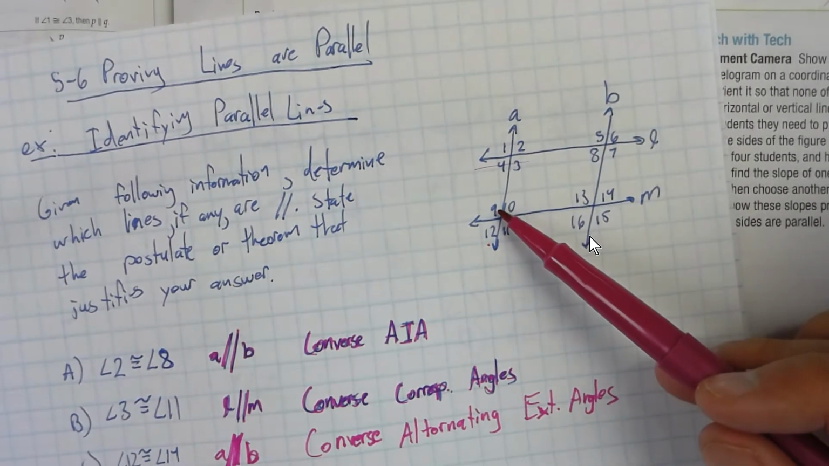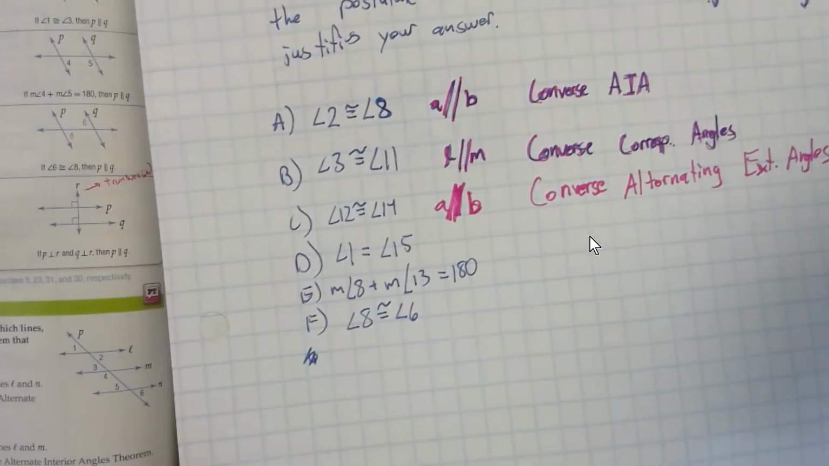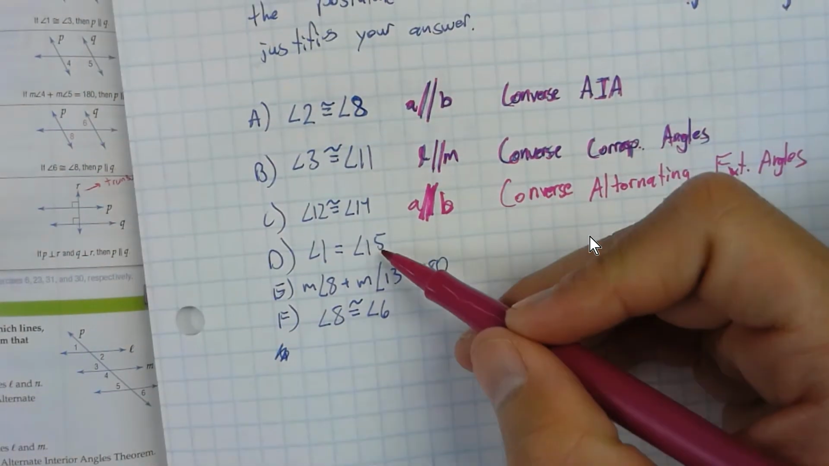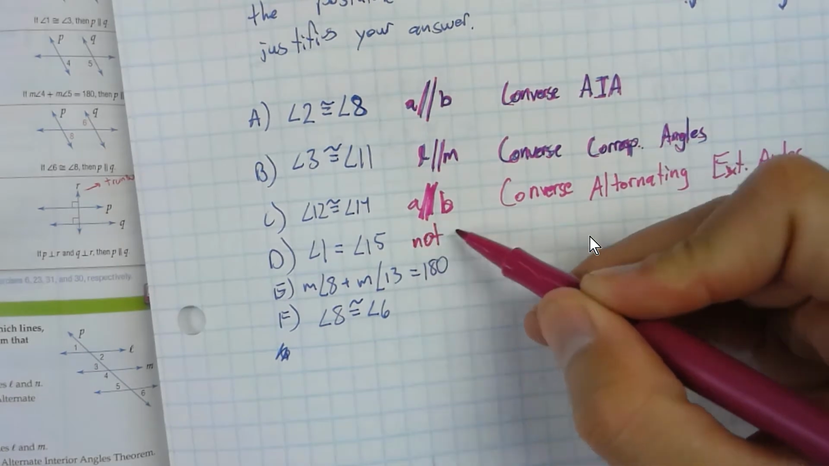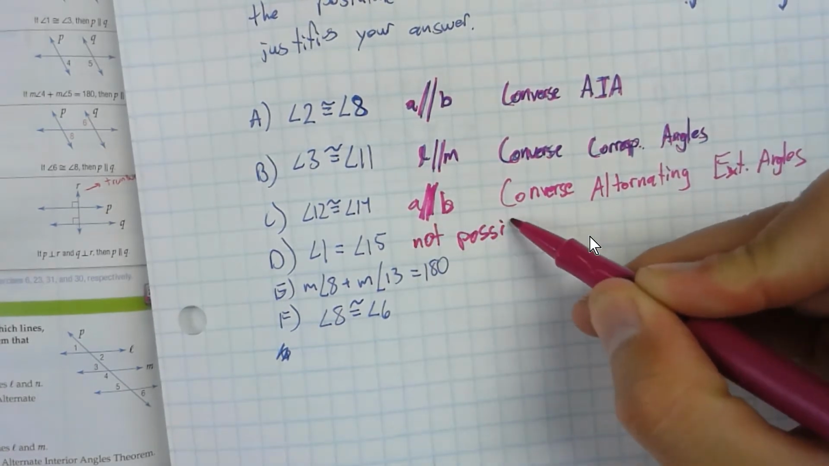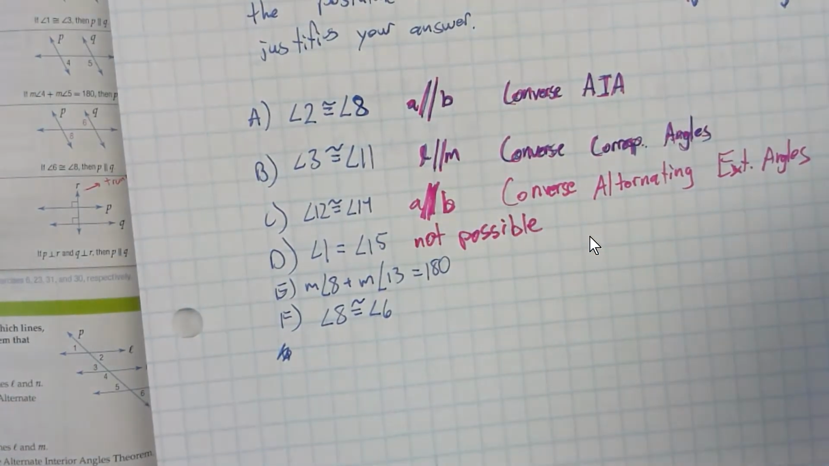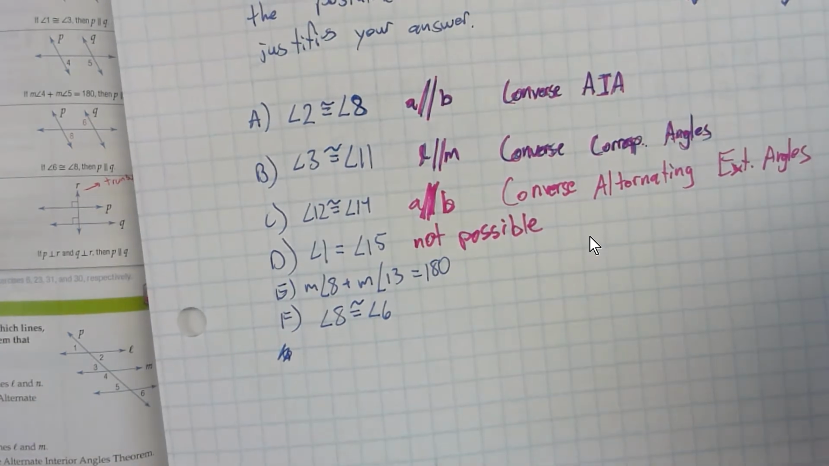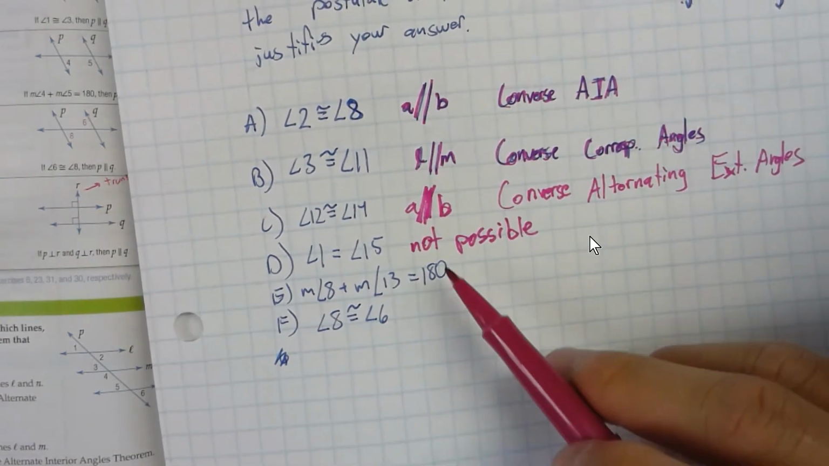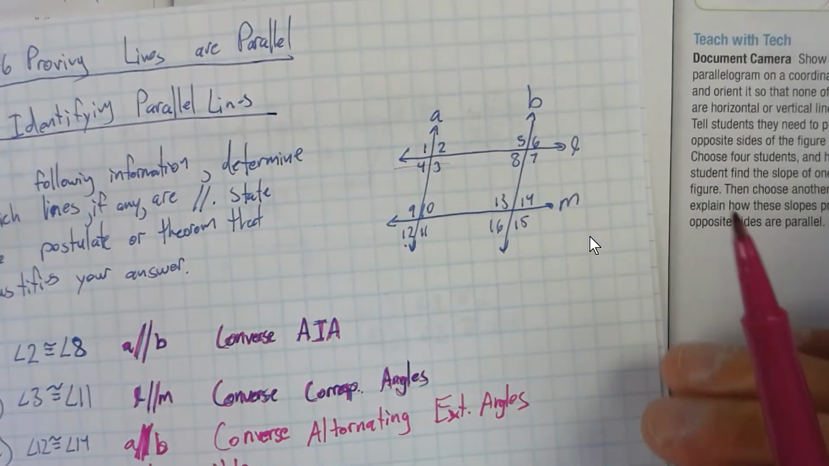So you know what, guys? It might happen. This is not possible. There are no possible parallel lines. That is meant to trick you. That is actually the answer for D. There's no lines that can be proven are parallel with these two. I mean, you can do it.